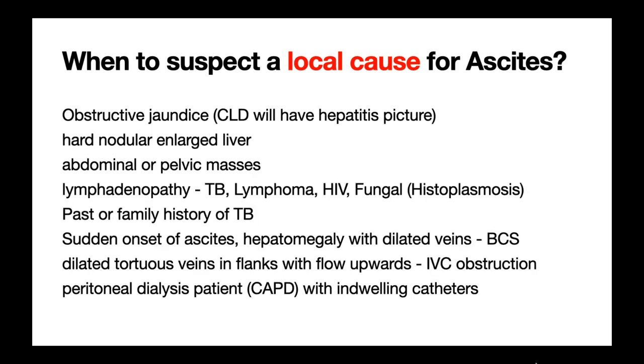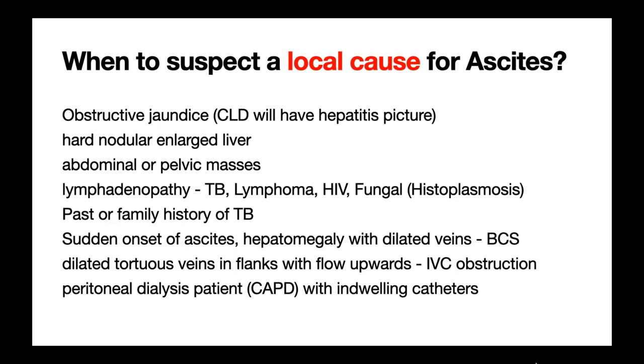Again, if the patient has obstructive type of jaundice. Now, obstructive jaundice, as you know, CLD will have a hepatitis kind of picture where the transaminases are higher than the alkaline phosphatase. But if you have a predominant direct jaundice with much higher ALP, then think of malignancy, okay, which is causing the ascites. If you have a hard nodular enlarged liver, because in cirrhosis, you may have a hard liver, you may have a nodular liver, but it will be shrunken. Then abdominal or pelvic masses. If you can palpate any abnormal masses besides the liver and spleen, then think of a local cause like malignancy or an abscess or a pus collection.